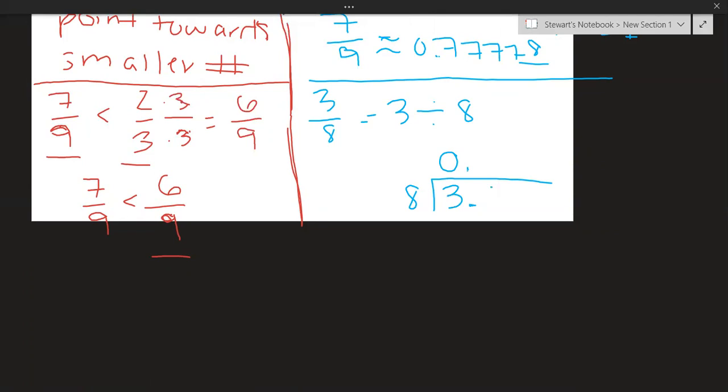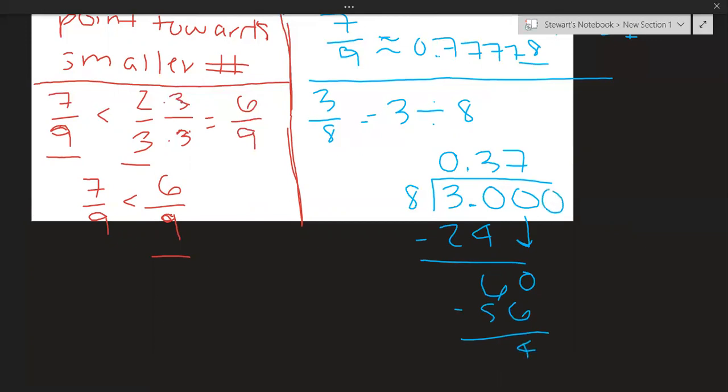And then add a 0, as we did before. So now we're considering 8 going into 30. Well, we know that 8 can go into 30 3 times. 3 times 8 is 24. When you subtract that, you get 6, but 8 can't go into 6, so you have to add another 0, carry it down. Now 8 can go into 60, we know 7 times, and 7 times 8 is 56. When you subtract, you get 4, but 8 can't go into 4, so you have to add one more 0. And then we know that 8 goes into 40 exactly 5 times.